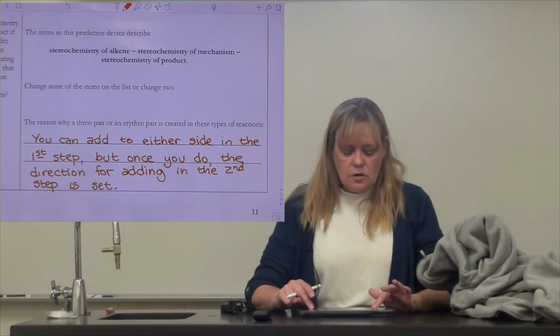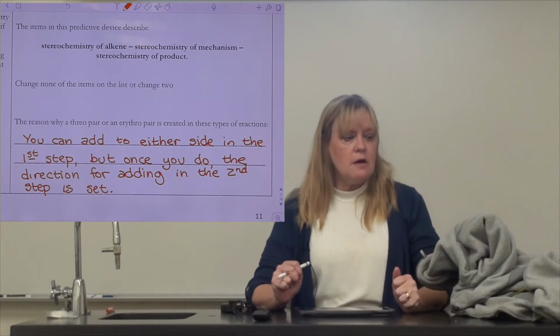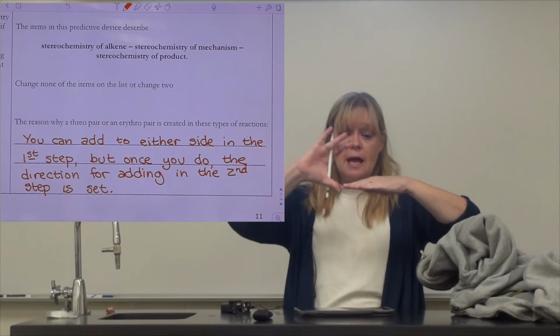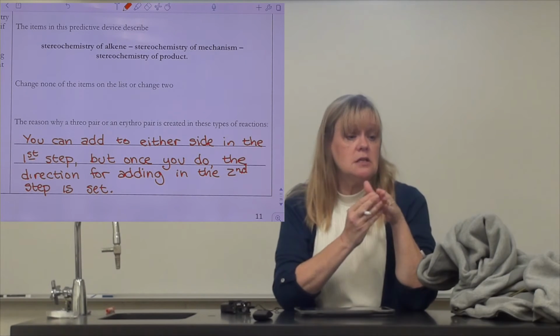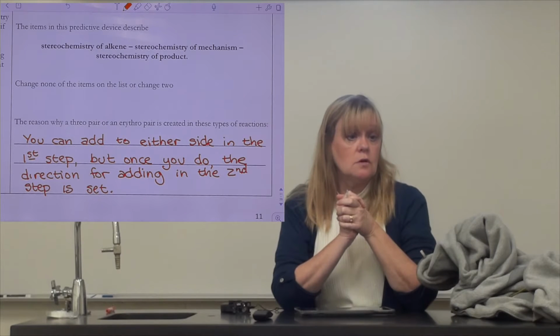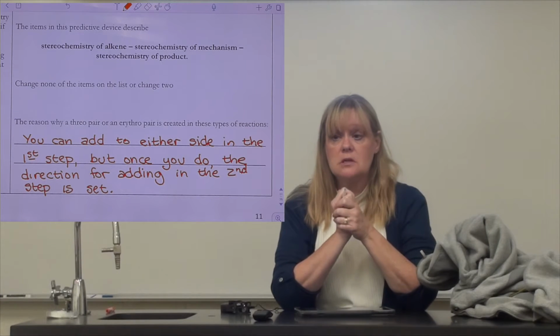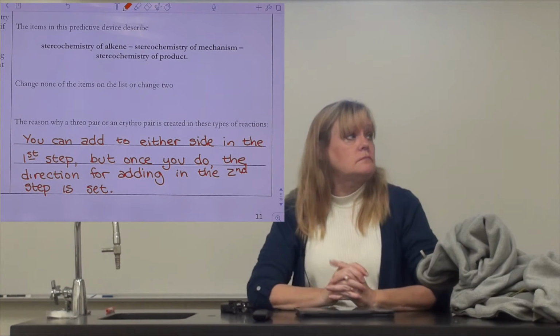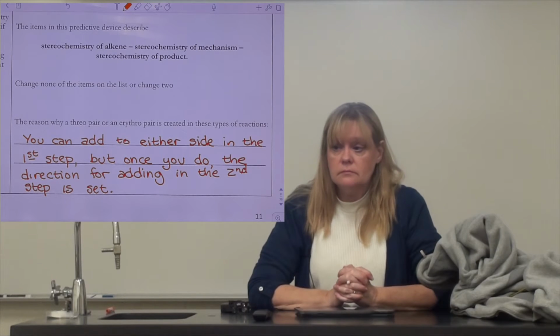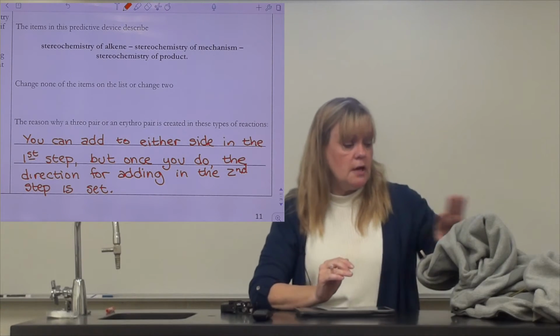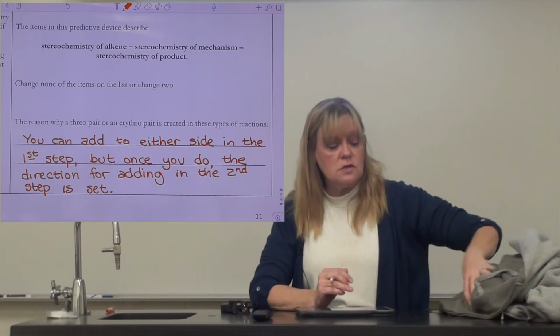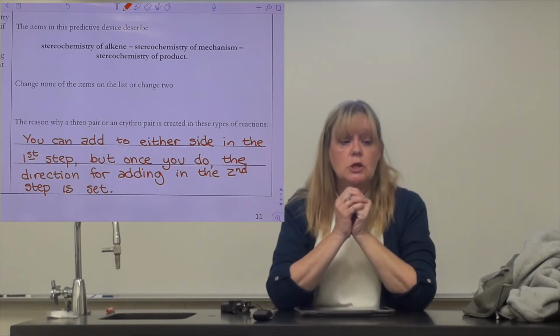And the reason why you're going to create an erythro pair or a threo pair is that you're going to create a pair because you can add to either side in the first step because that's trigonal planar. But once you do, you're locked into what you can do in the second step. So you're only going to come up with 2 stereochemistries in the end. So you're going to have 2 because you can start by adding to either side, but you're only going to have 2 because then you limit yourself in the next part.